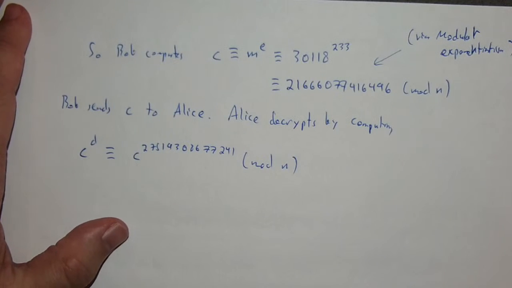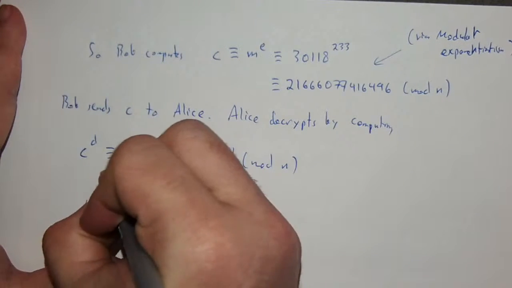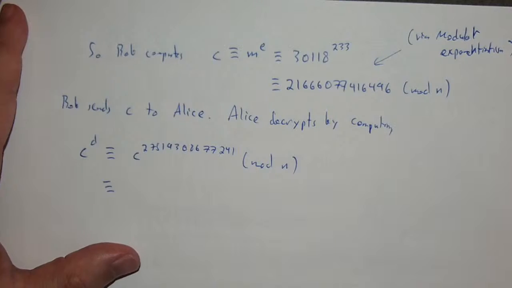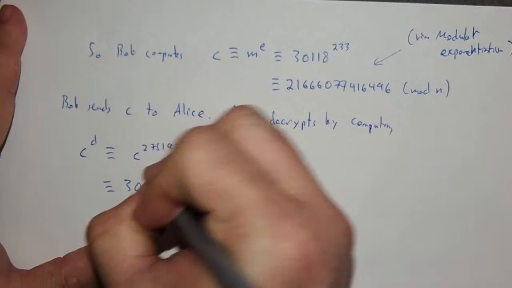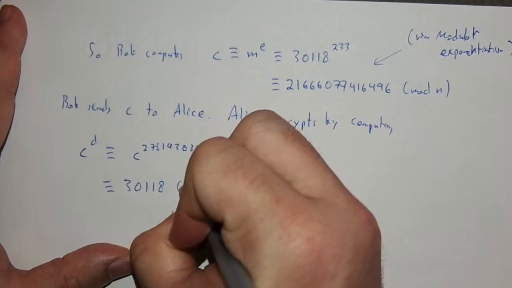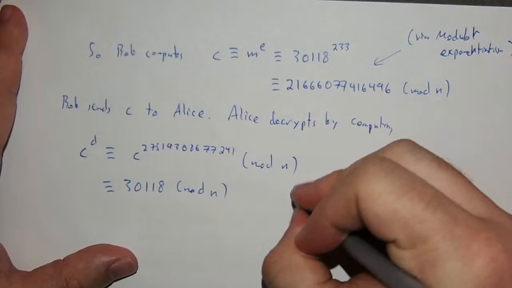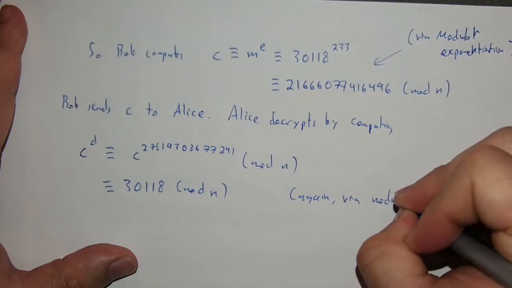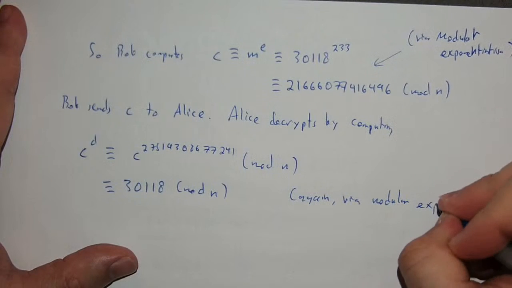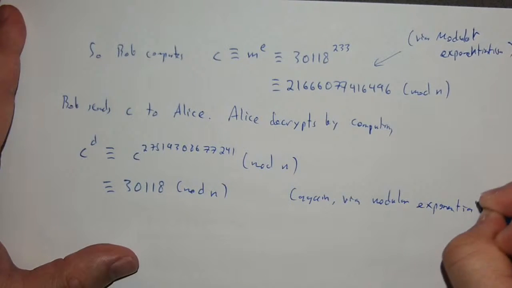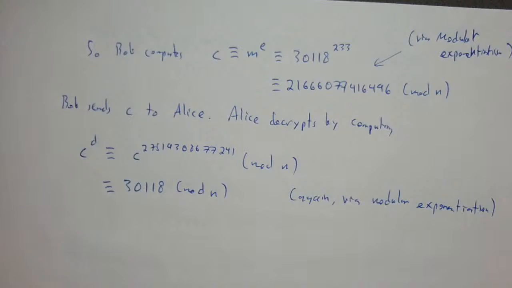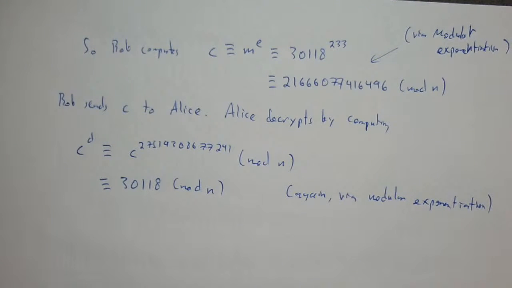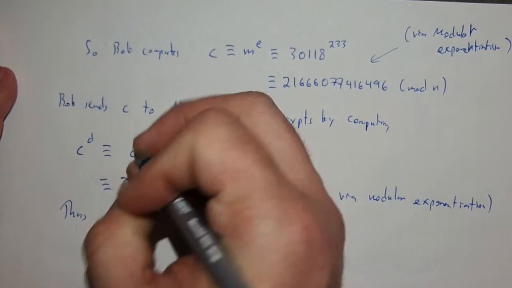Okay. And it turns out that this is congruent to 30,118 mod n. So again, via modular exponentiation. Okay. Thus, Alice has recovered the original m, right?